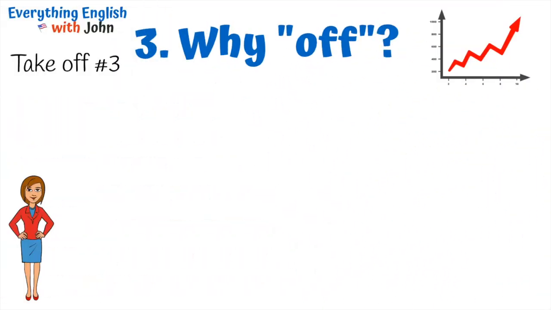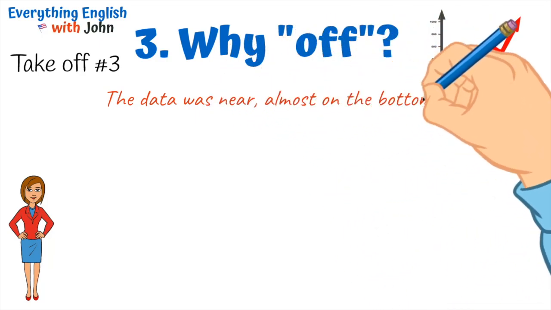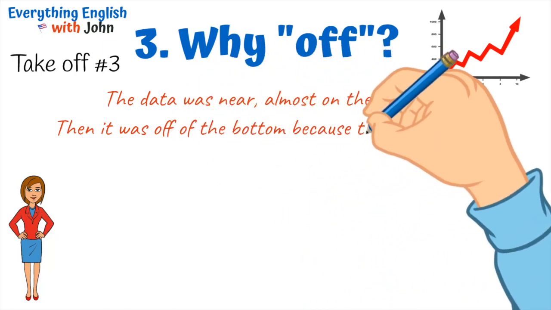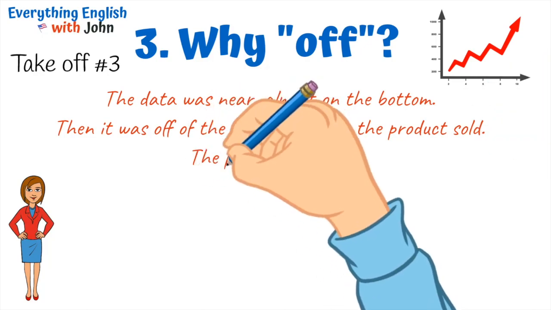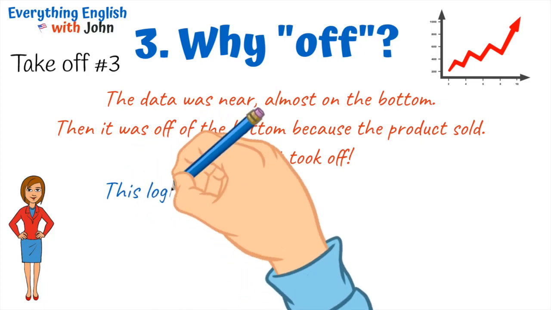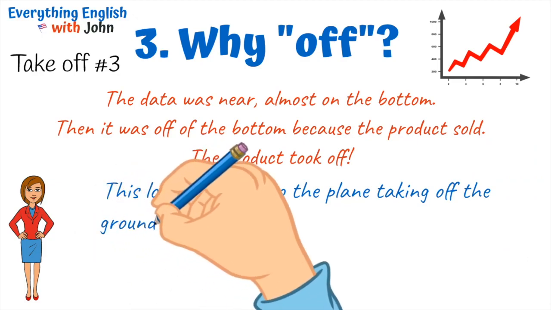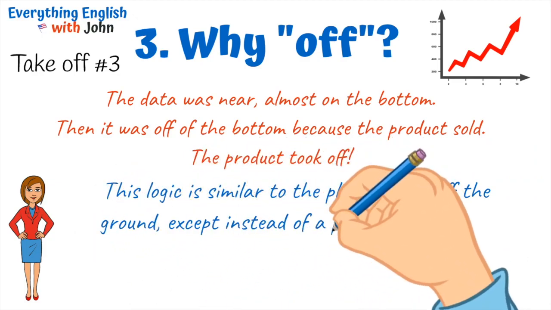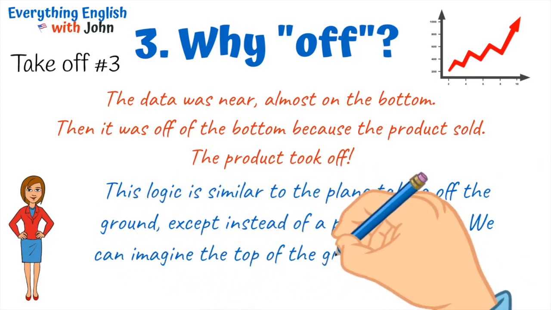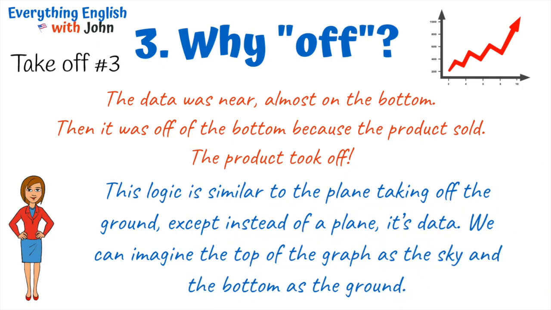Why off? The data was near, almost on the bottom. Then it was off of the bottom because the product sold. The product took off. This logic is similar to the plane taking off the ground, except instead of a plane, it's data. We can imagine the top of the graph as the sky and the bottom as the ground.